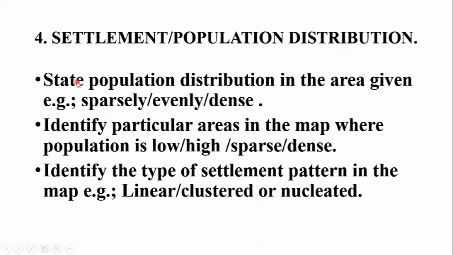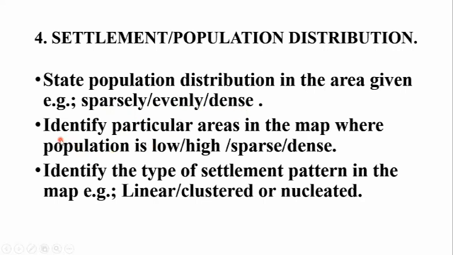The questions that are likely to come: state the population distribution in the area given, e.g., is it sparse, evenly spread, or dense? Sparse is here and there. The settlement pattern, the houses are not close, they are very far apart. Evenly spread means it is all over the map. Dense is concentrated in a certain area. That's when you talk of dense: many people living in an area.